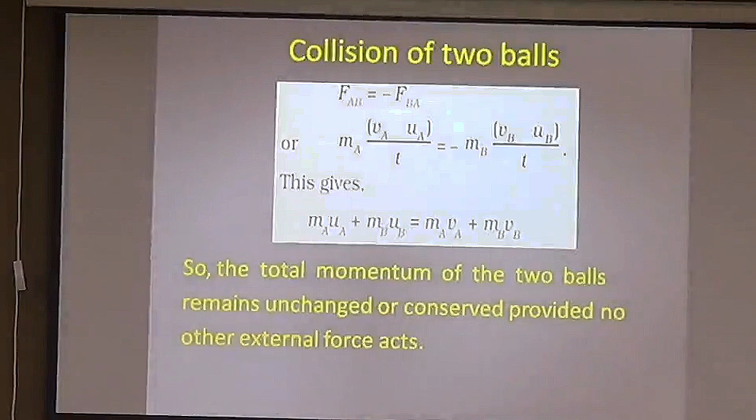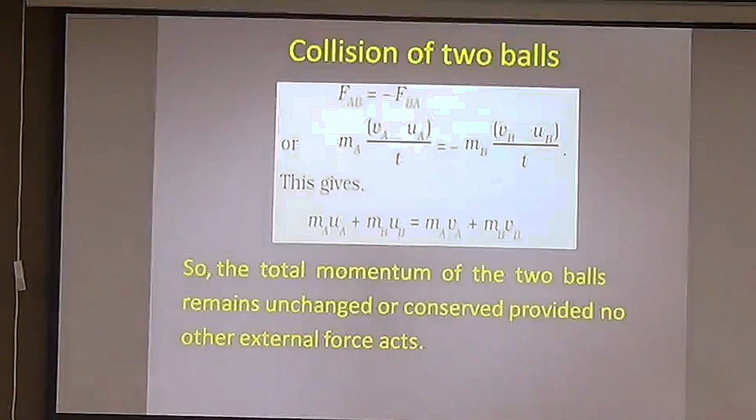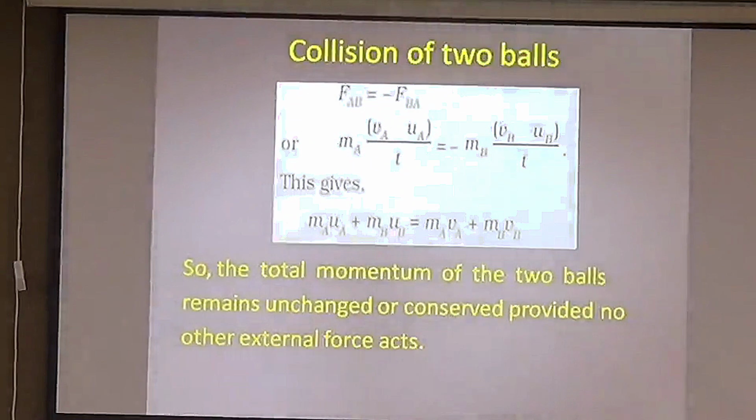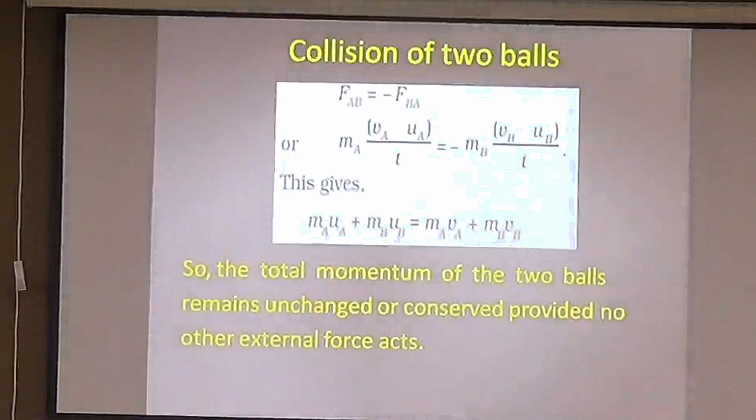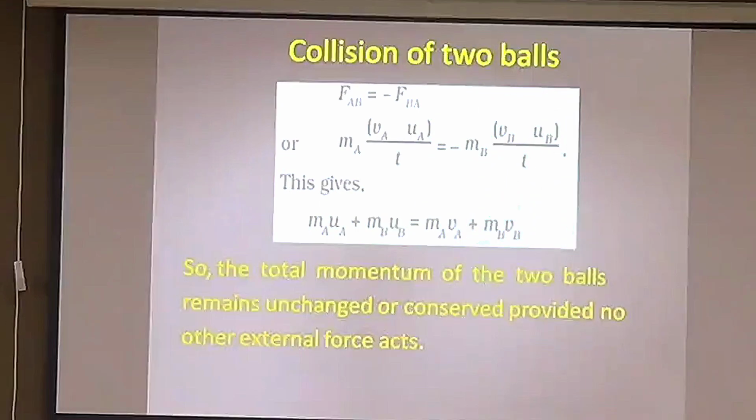Now if we look at the left hand side, this is the total momentum of the two balls before collision. And the right hand side is the total momentum after the collision. Thus, we can state that the sum of the initial momentum of the balls before the interaction is equal to the sum of the momentum of the balls after the interaction. And this expression helps us to solve a number of examples.